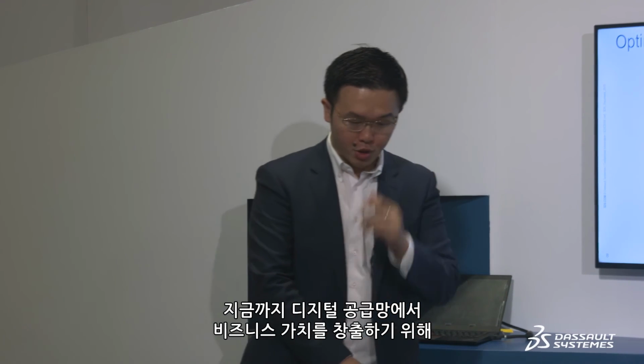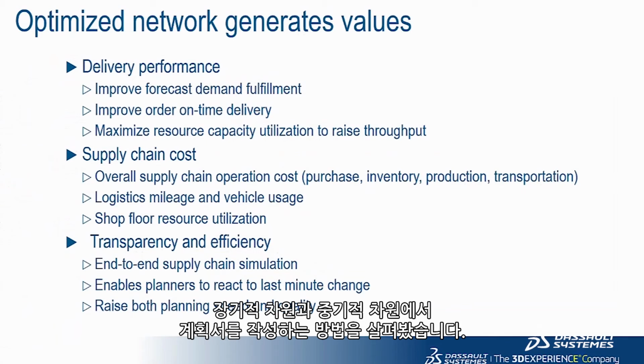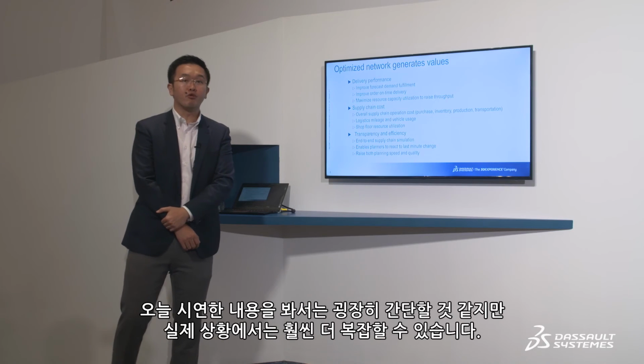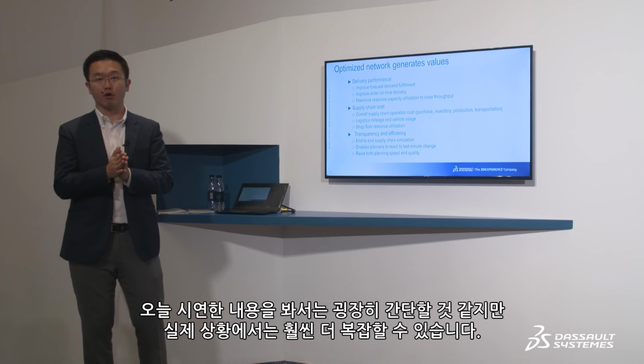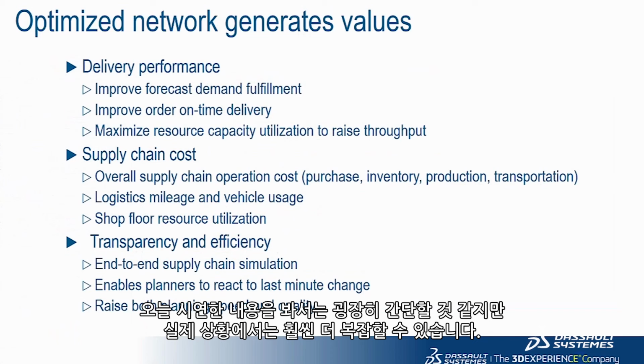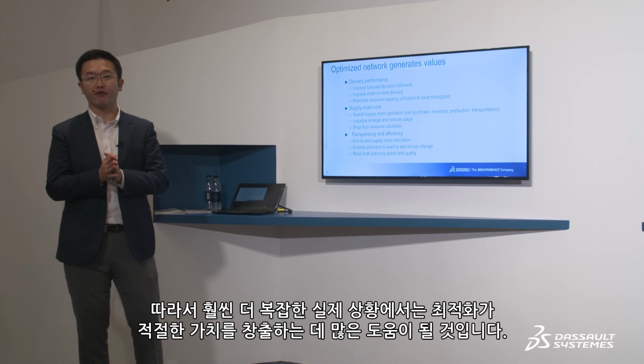As a summary, we have seen how planning can be done at the long-term, mid-term, and short-term level to extract business value from a digitalized supply chain. And in real business, you can see how simple those demos are, and how complex it can be in the real business. And therefore, in much more complex operations, optimization will help you to extract the right value in your business.